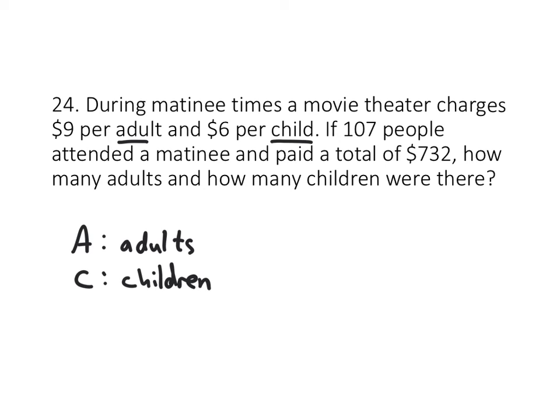And I need to find two equations here. First, I know that there were a total of 107 people. That means that if I add up the number of adults and children, that has to equal 107.